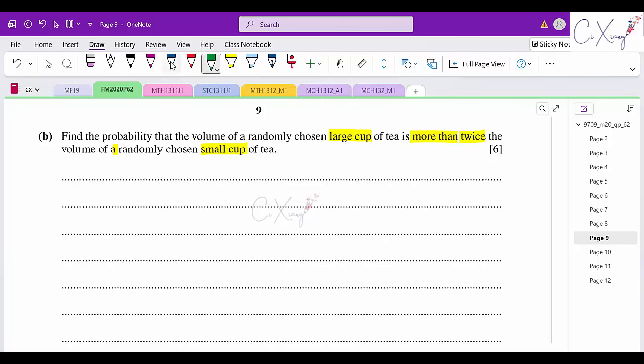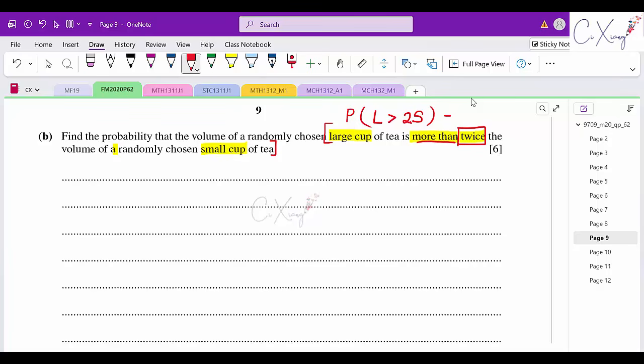I want you to highlight the keyword twice. For this particular phrase, how can I write out the correct symbol? One large cup of tea means L. More than means greater than. Twice the volume of a small cup of tea: twice means times 2 for S, a small cup. So L greater than 2S. And this is the probability that you want to calculate for this question.